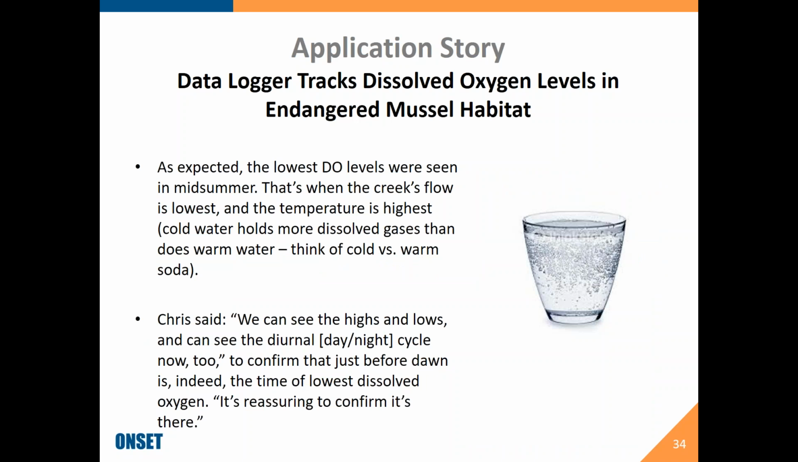So, as expected, the lowest levels were seen in the midsummer, and that's because this is when the creek flow is at its lowest and the temperature is at its highest. Think of this as how cold water holds more dissolved gases than warm water does. And Chris had said that we can see the highs and the lows, and we can see the diurnal cycle now too. And to confirm that, just before dawn is indeed the time of the lowest dissolved oxygen. And it was reassuring to him that he was able to confirm that.